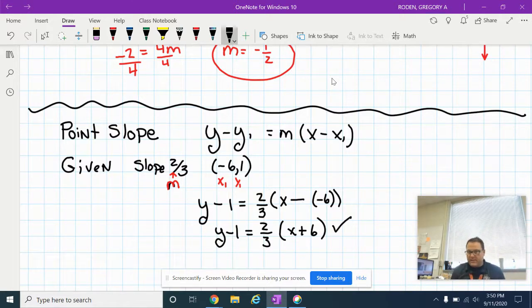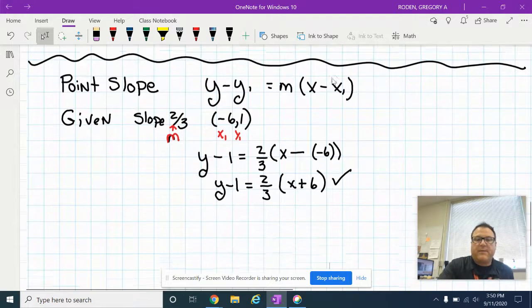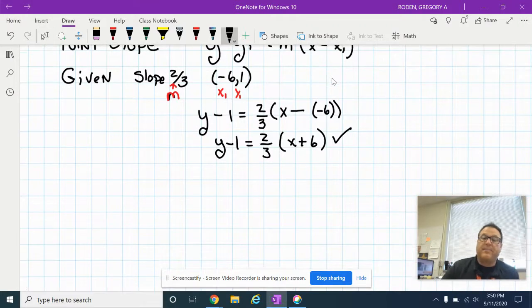Now, an interesting thing would be, hey, let's put this in slope-intercept form. Now that we have point slope, let's see if we can't convert this to slope-intercept. So this is point slope. Sometimes your teacher or whatever will say once you get in point slope, you're done. Just write your equation in point slope. Sometimes they're going to want you to write it in slope-intercept. So how would we do that?